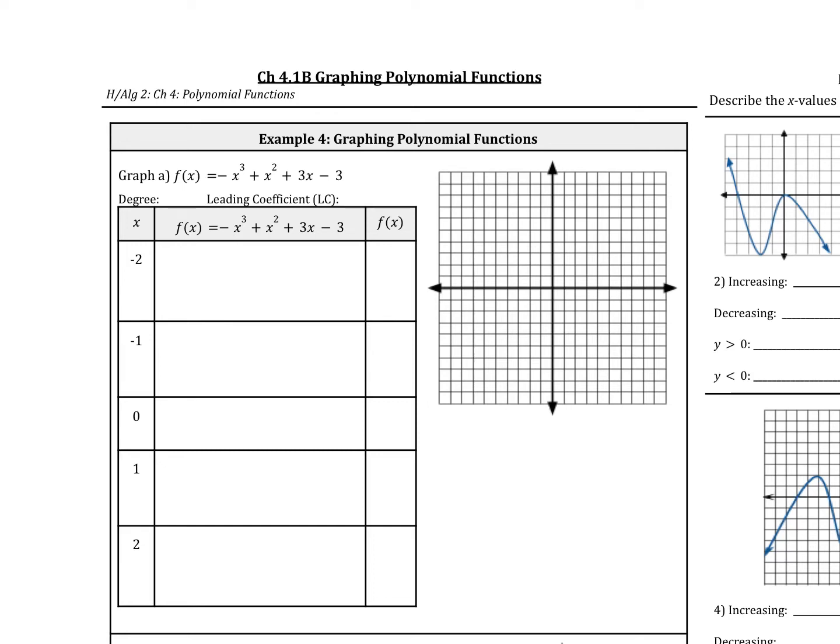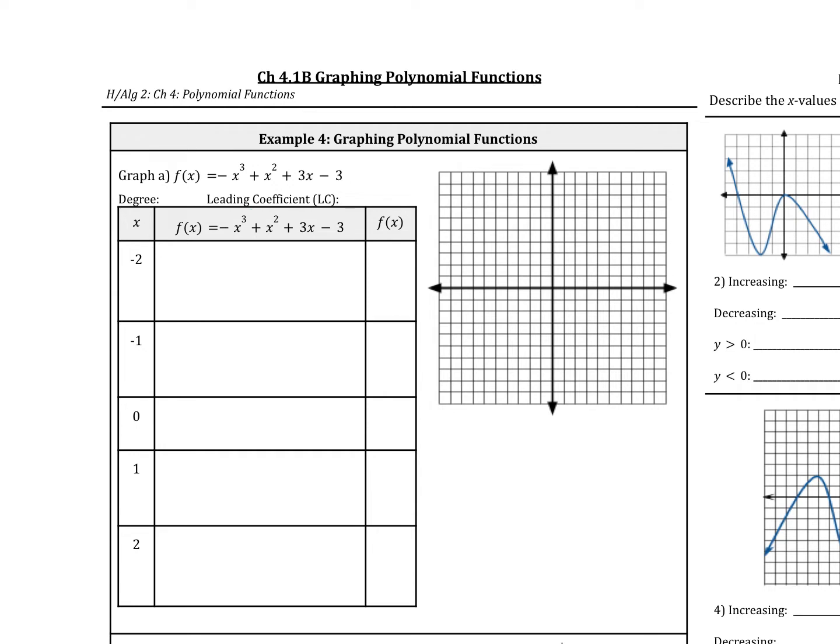So taking a look at 4.1, graphing polynomial functions. What we're going to do is apply what we learned in our previous lesson, and use what we learned about end behavior and the degree of a polynomial and the leading coefficient. And then we're actually going to find the middle of the graph just by plugging in some numbers.